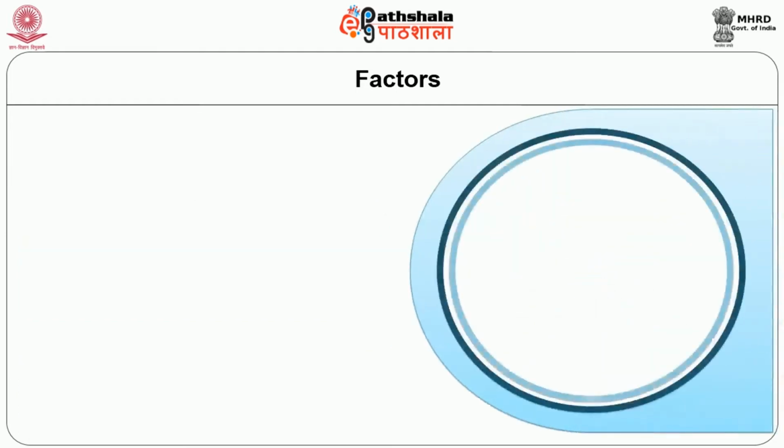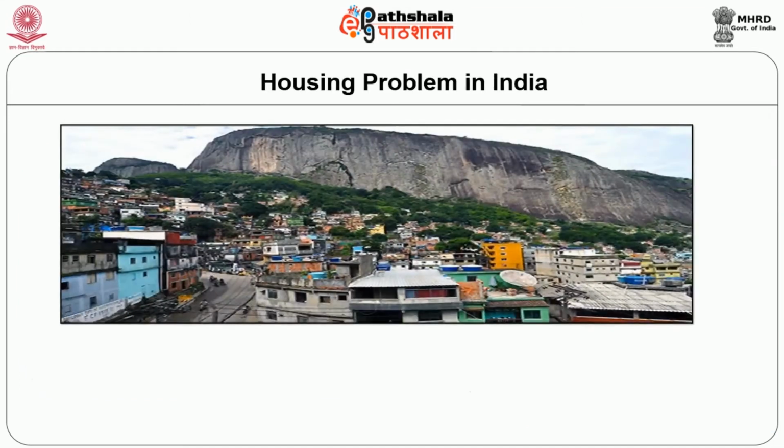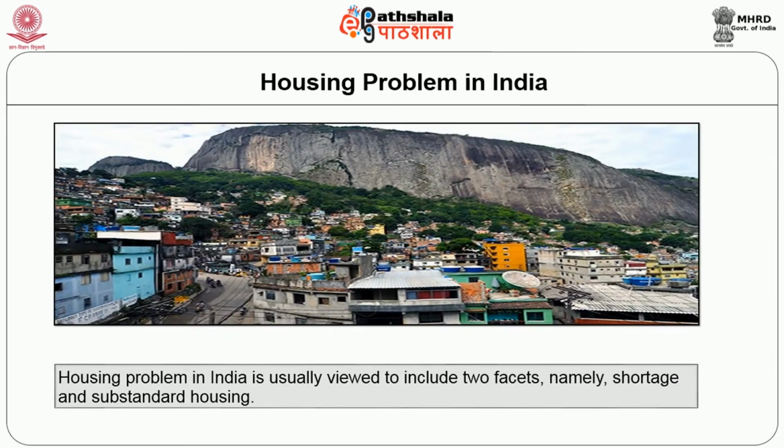Housing shortage addressed in qualitative terms projects a gap between total demand and total stock of houses. More than 40% of all households have 1 room or less in their houses. Less than 13% have more than 3 rooms. See the disparity in occupancy status. Next is the housing problem in India. The housing problem in India is usually viewed to include 2 facets, namely shortage and substandard housing.